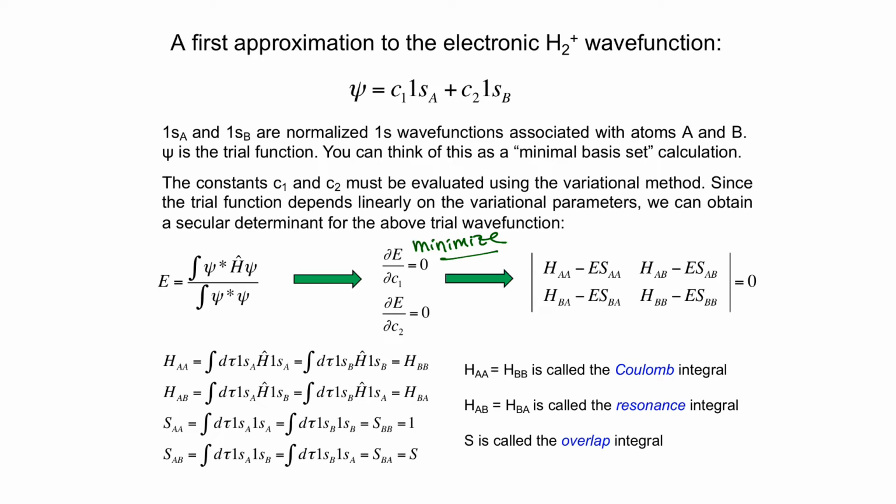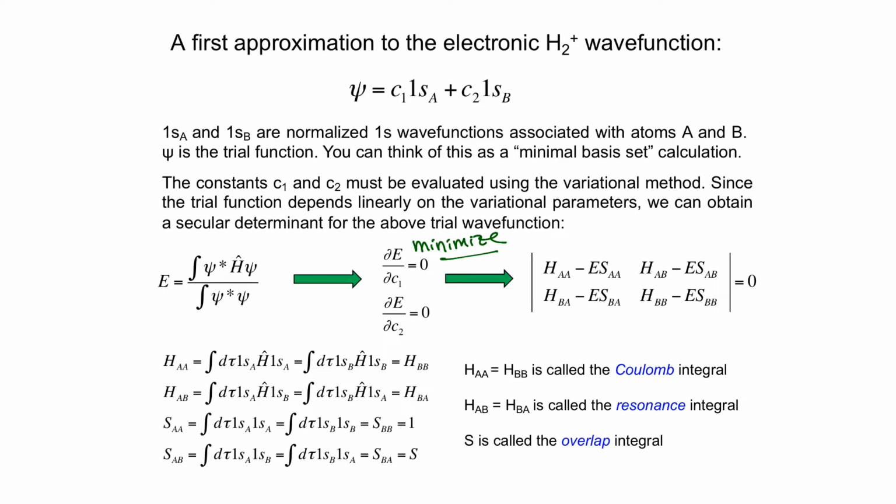And then you have the combo of atoms A and B that represent your HAB term or your HBA term in the matrix elements. Okay, so those values there are called resonance integrals. You may also see them referred to as exchange integrals. Okay, so that's where you have the mixing of your two nuclei.